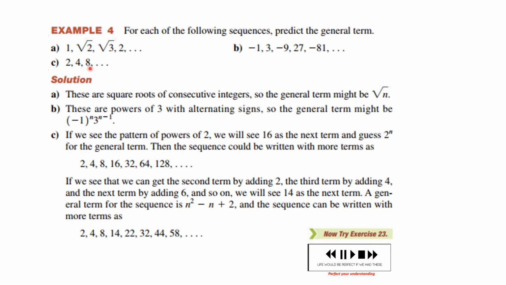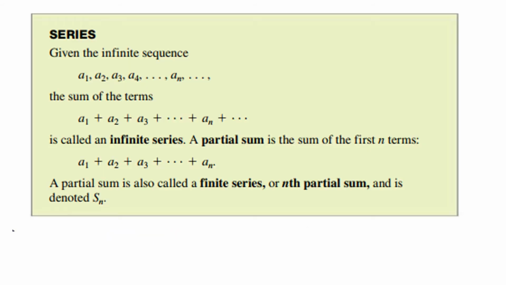Here we have 2, 4, 8, and you see these are powers of 10. So we can guess that what we have here is a sub n is equal to 2 to the n. Now, those may or may not be, but those fit the terms that we have, so that is how you solve the problem. Here's a problem if you want to perfect your understanding.